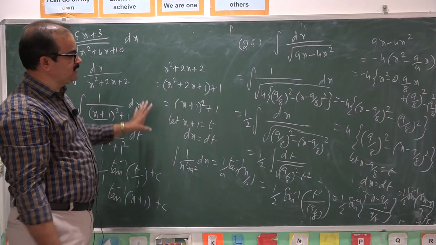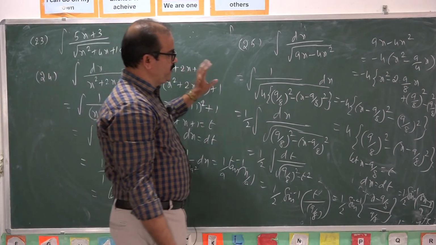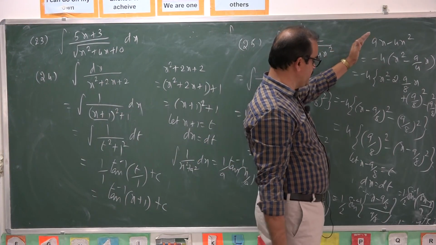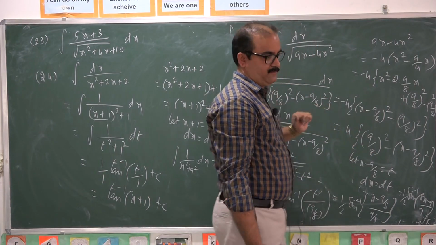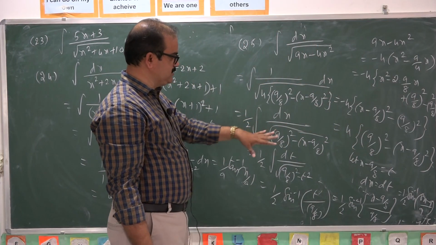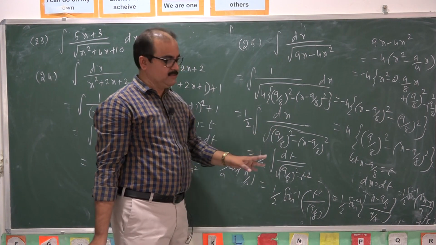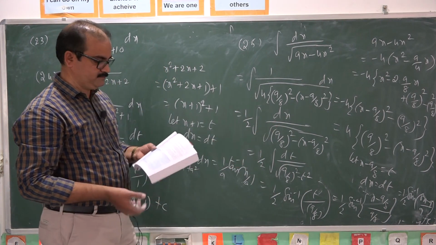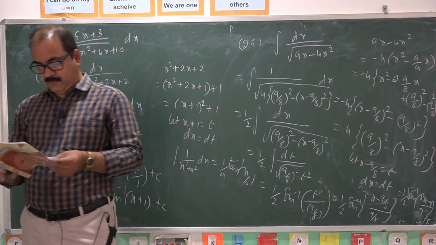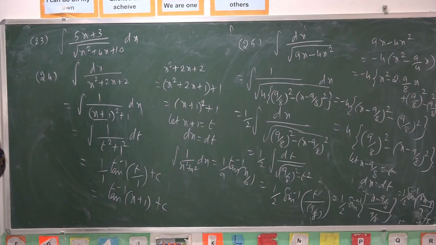You do the calculations carefully. We observe how we can reduce the quadratic form as a perfect square. If it is a perfect square, then you apply the suitable formula. With this problem, 7.4 is completed.